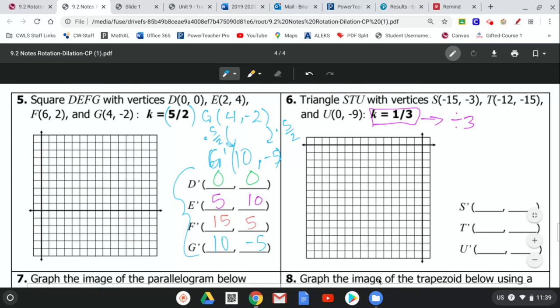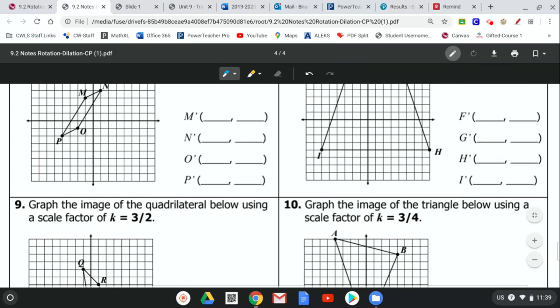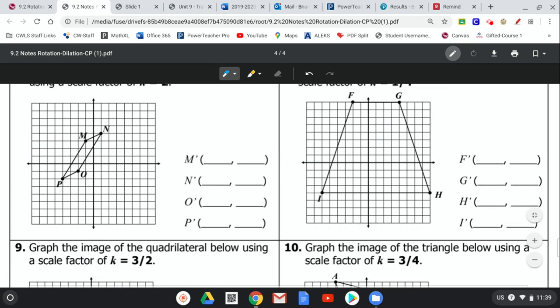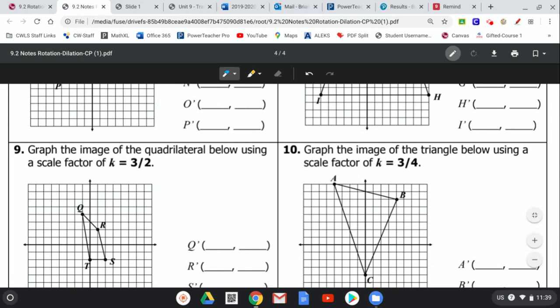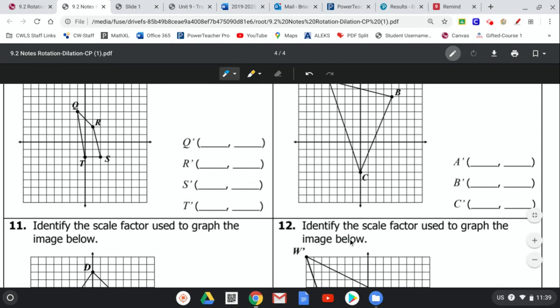All right, so guys, go ahead. What I want you to do is just go through 6, 7, 8. They have the original pre-image calculated for you. So all you have to do is graph the image and check your answers on the notes key on Canvas. So go through and solve those.